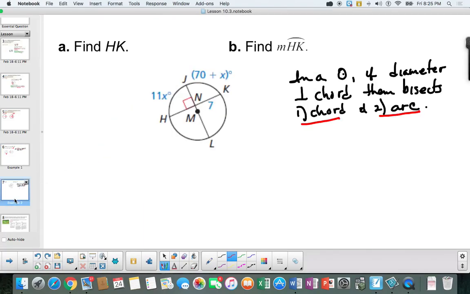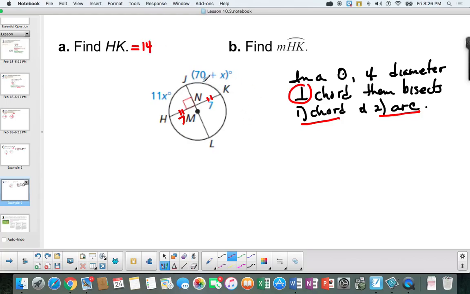All right, let's go ahead and find this one. I'm in a circle and I see a diameter that's perpendicular to a chord. So I know that it's going to bisect the chord. It's going to cut it in half, which means this side will be 7. So HK, from H all the way to K, will be 14.